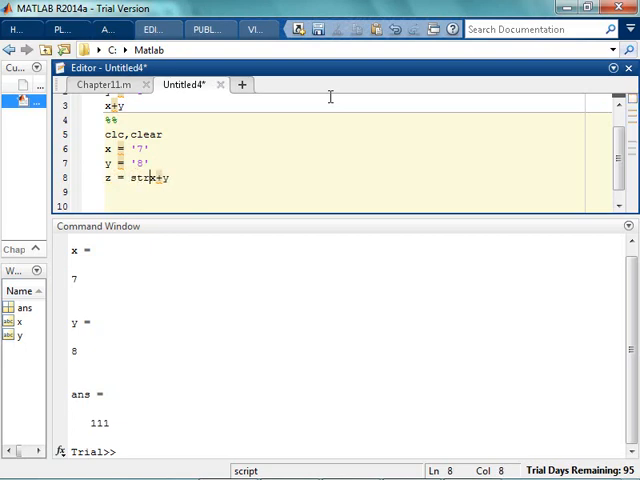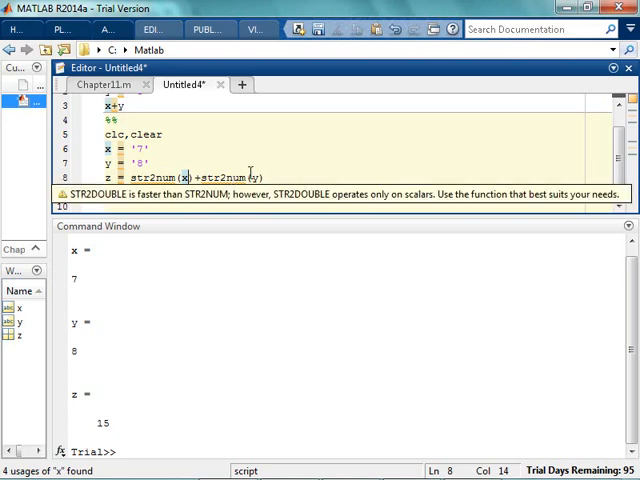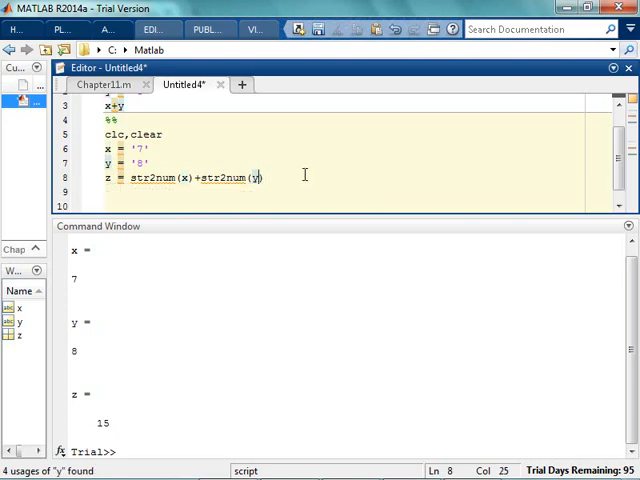We just have to say we want to take the string and convert it to a number. And then if I do it, I get 7, because it's going to convert the string to a number as 7, and it's going to convert the string to a number as 8, and then 7 plus 8 is 15, and that gives me the answer that I want.